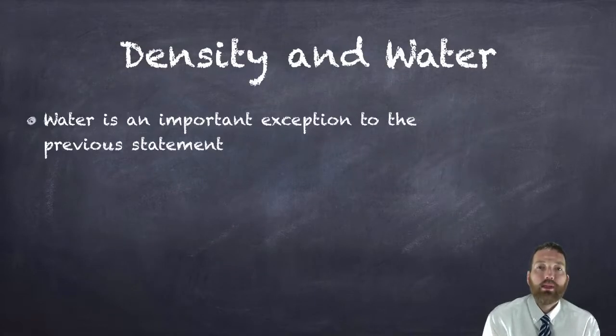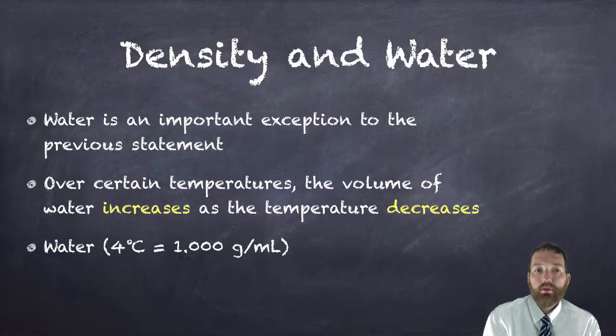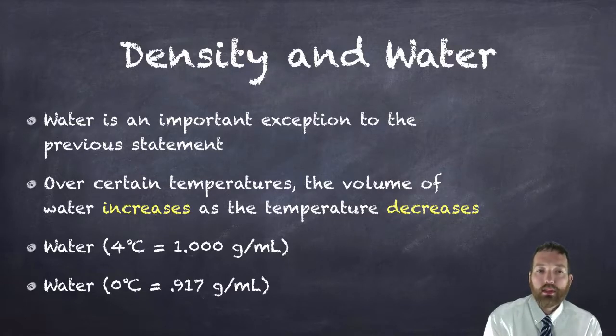And the last thing I want to talk about with density is water. Water is an important exception to the previous statement I just made. Over certain temperatures, the volume of water actually increases as temperature decreases. Water at 4 degrees Celsius is 1 gram per milliliter, but water at 0 degrees Celsius is 0.917 grams per milliliter. And this is why your ice cubes float on top of your drink, because ice cubes, frozen water, are at 0 degrees Celsius, which is less dense than the water that you're actually drinking.